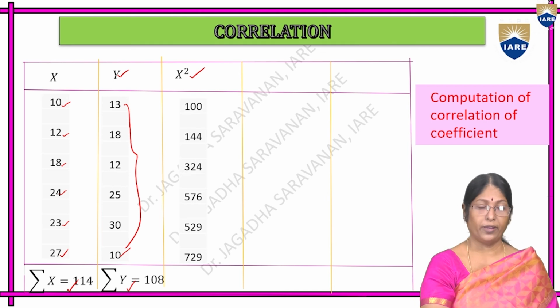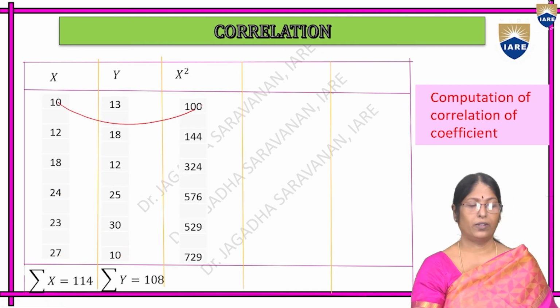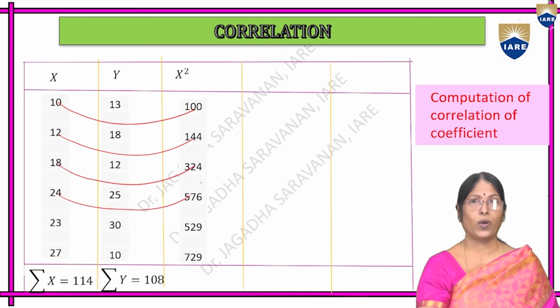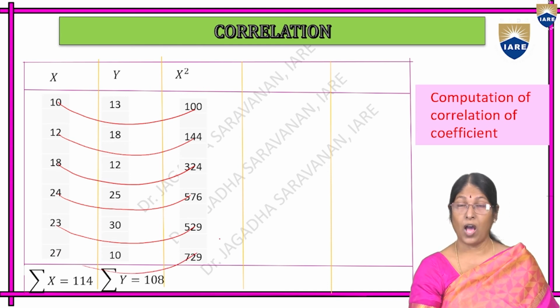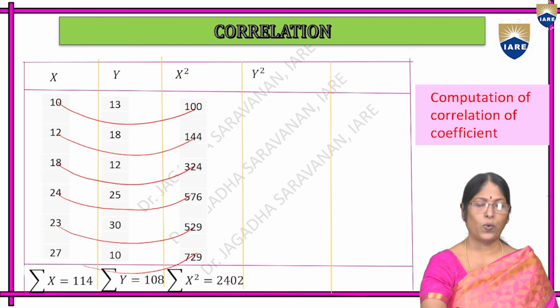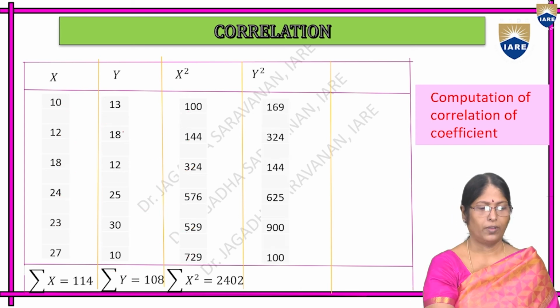X square we have taken. So here we can check it: 10 square, 12 square, 18 square, 24 square, 23 square, 27 square. Now the leftover, we know it very well, summation x square is to be found. So we obtained the value 2402.